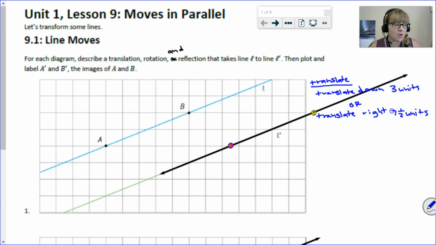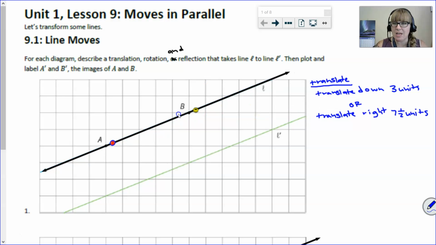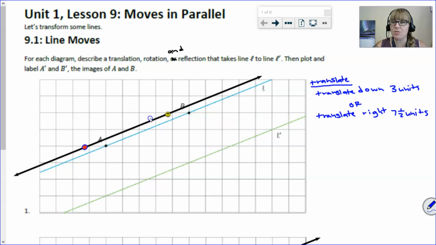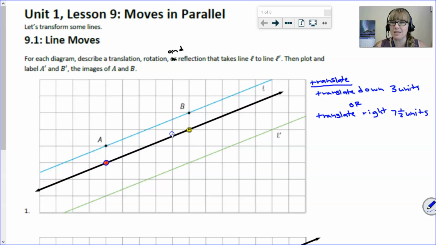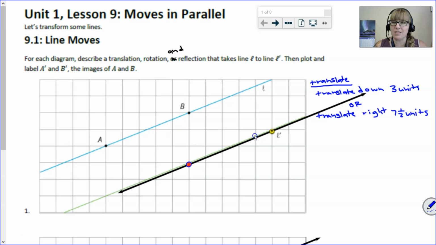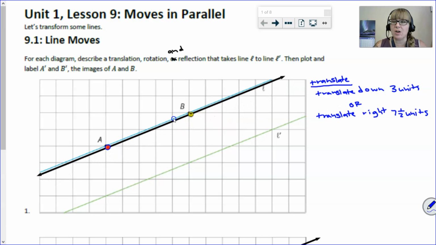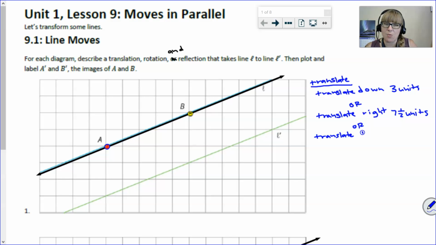And that's not all. There are other ways that this transformation could have happened as well. Instead of going straight down or straight to the right, we also could have done a combination and gone diagonal. For example, maybe I wanted to go down 1 unit and to the right 5 units, and notice that would have lined up those lines as well. So there are a variety of ways that we could have done this, and not one is more correct than the other, but I do think it's important to acknowledge that there are multiple ways that we could have done this. So we could have translated 1 unit down and 5 units right.